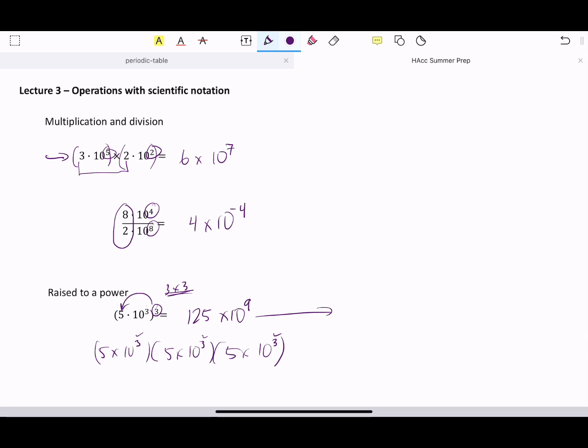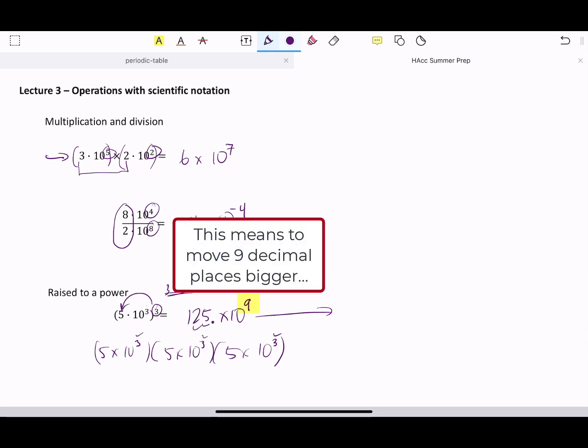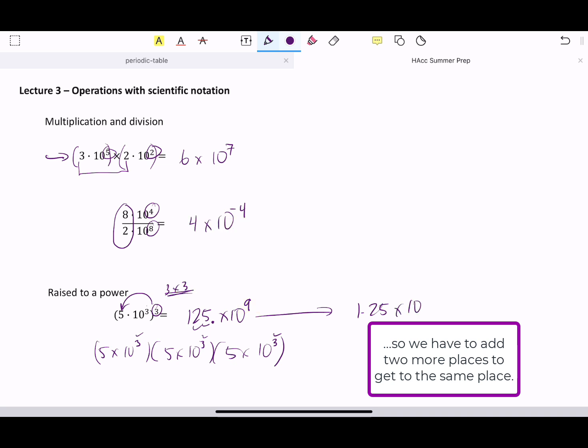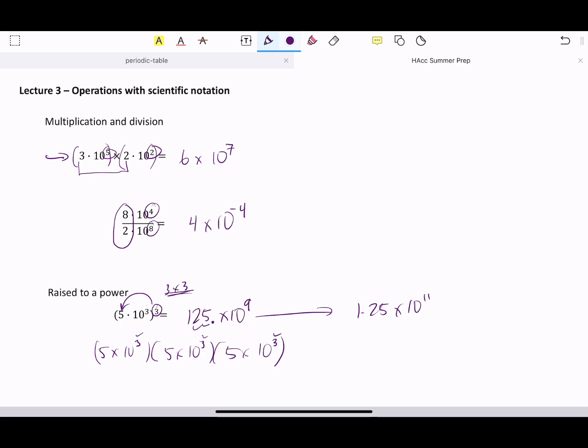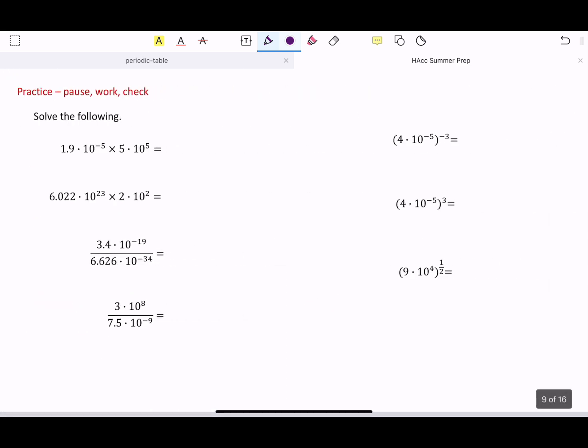And then obviously we can rewrite that in proper scientific notation, right? Because currently the decimal place is here and we need it to go 2 places further back. So this would become 1.25 times 10 to the 11th. Yes? All right. Fantastic. Well, let's do some practice.